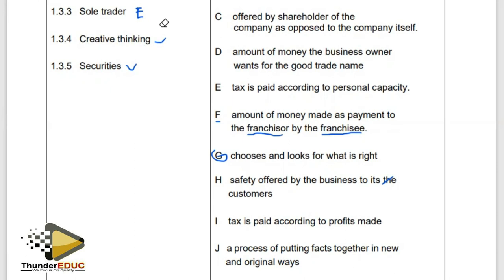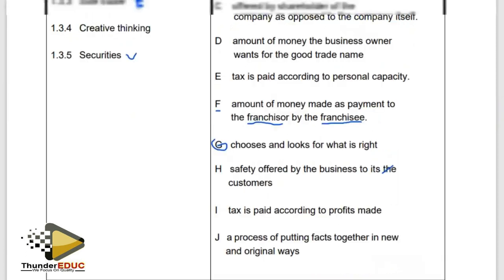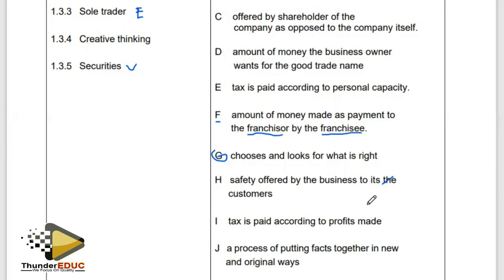Having passed this very well, look at the next question, which is about creative thinking. If we can remind ourselves about what creative thinking is, creative thinking is the process of coming up with something new, original, and different from what has been existing. Creative thinking is needed by all businessmen.